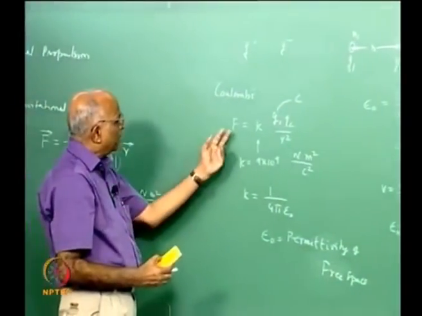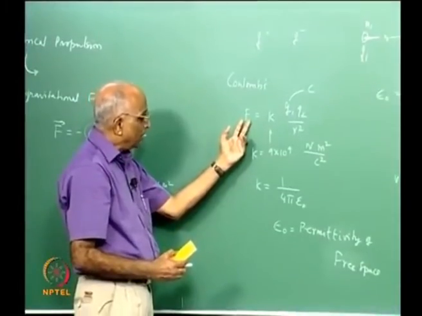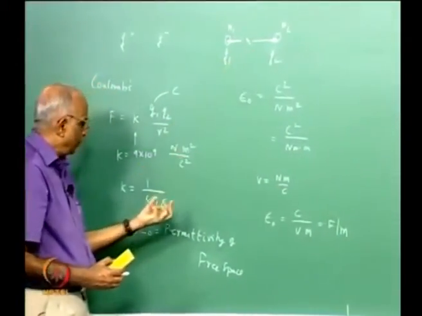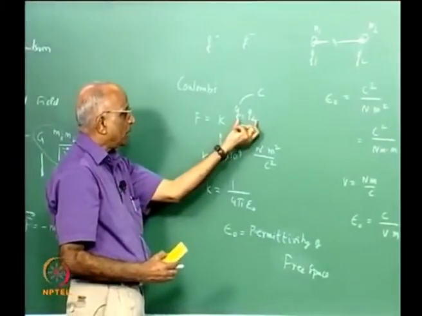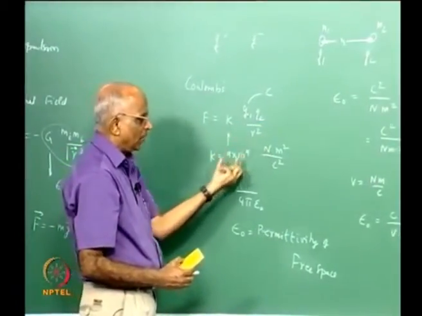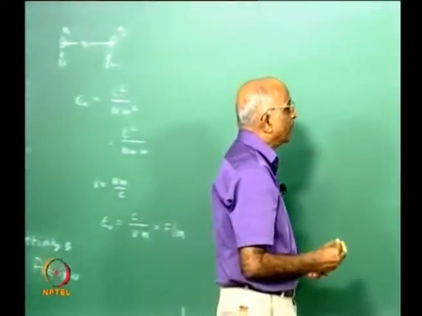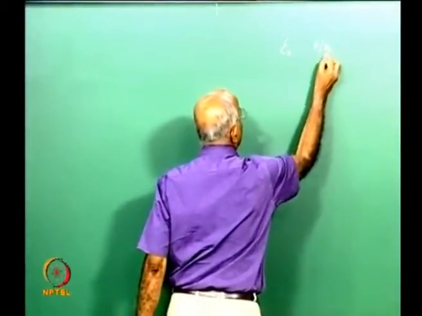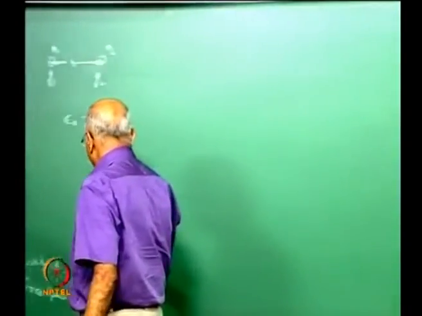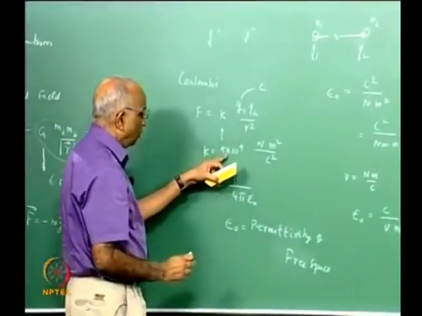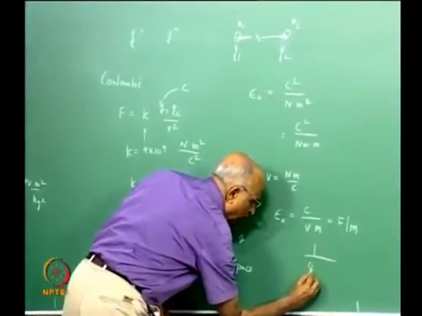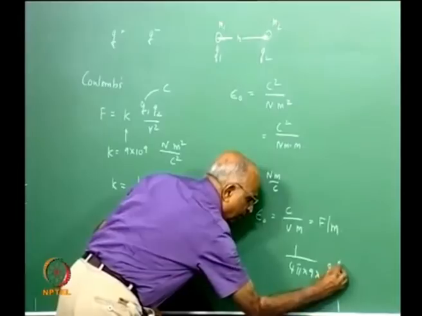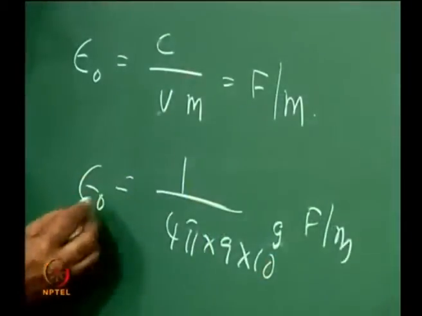Therefore, what is it we see? The force is given in terms of the permittivity, that is the ability of the space to hold the charge, in terms of epsilon 0 and the product of the two charges divided by R squared. Let us summarize it. I define permittivity of free space in terms of farads per meter, and the value of permittivity of free space is going to be 1 over 4 pi into 9 into 10 to the power 9 farads per meter. This is the value of epsilon naught.